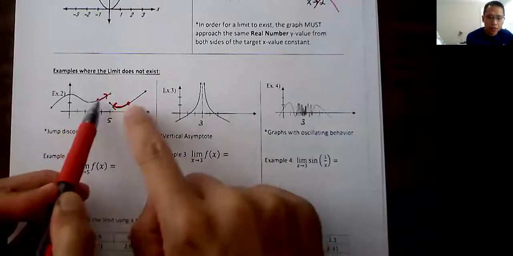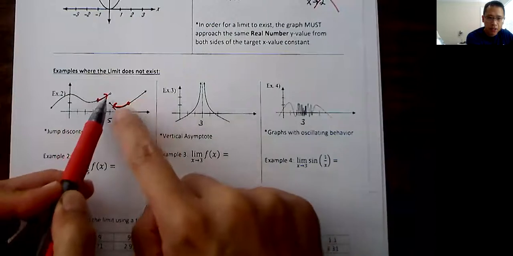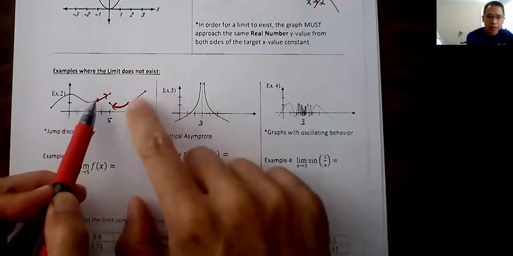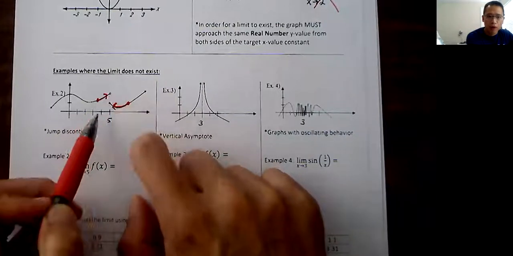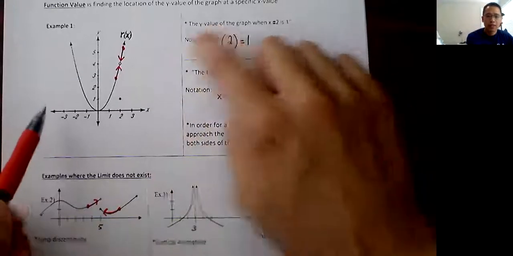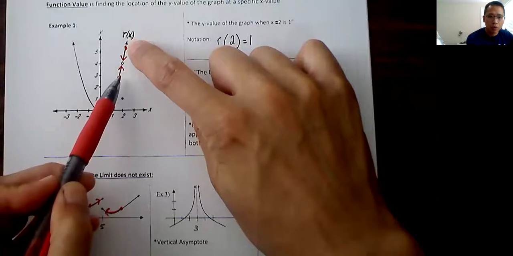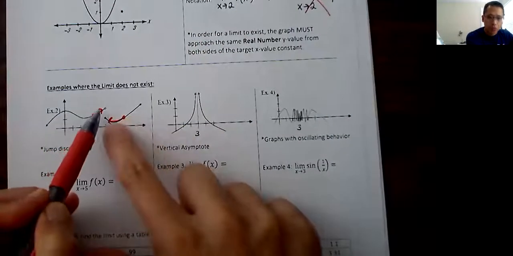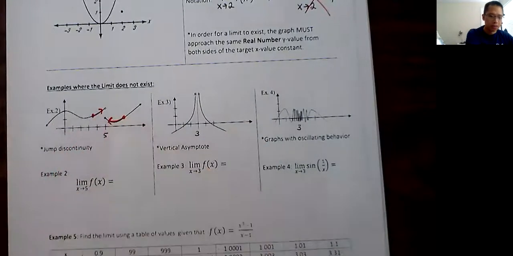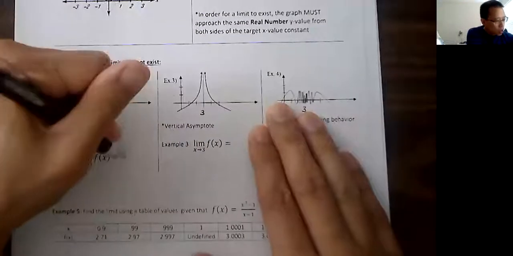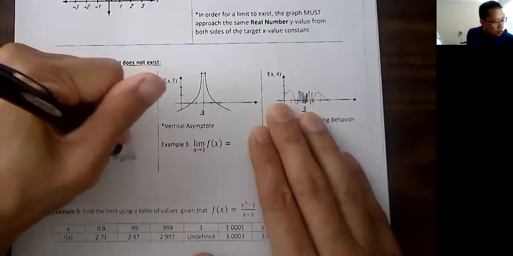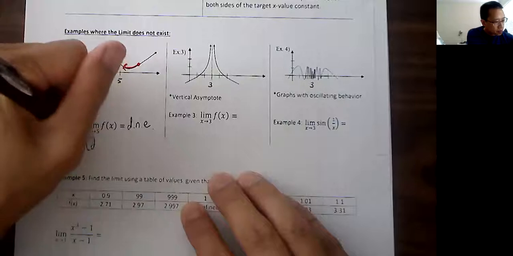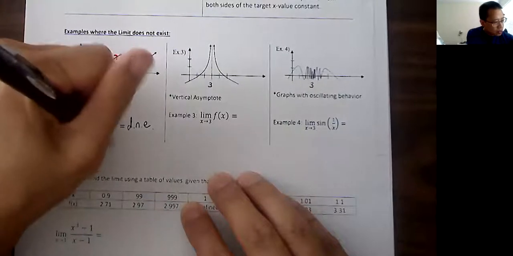We don't have a consistent movement or a destination from both sides. So even though the point exists here, and even though there's a hole there, the approach is not towards the same y value. So hopefully you guys see the distinction right here. The graph is moving towards the same y value, so that's why the limit exists. Here, the graph does not move towards the same y value destination, so therefore the limit does not exist. And I'm going to represent does not exist as DNE, so that we don't have to write out does not exist every time.